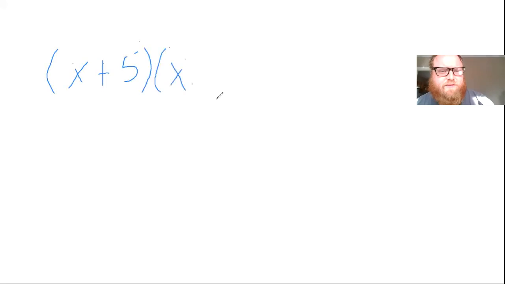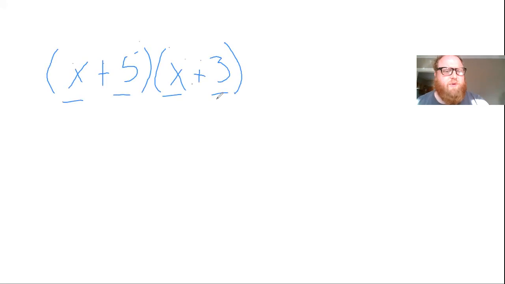Okay, so we're going to start out with two binomials. Let's do x plus 5 and x plus 3. These are called binomials because they have two terms, 1, 2, 1, 2. Just like a bicycle has two wheels, these are called binomials.